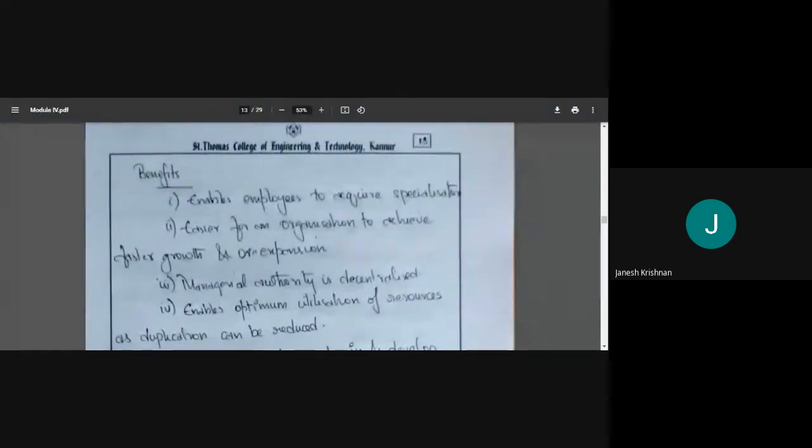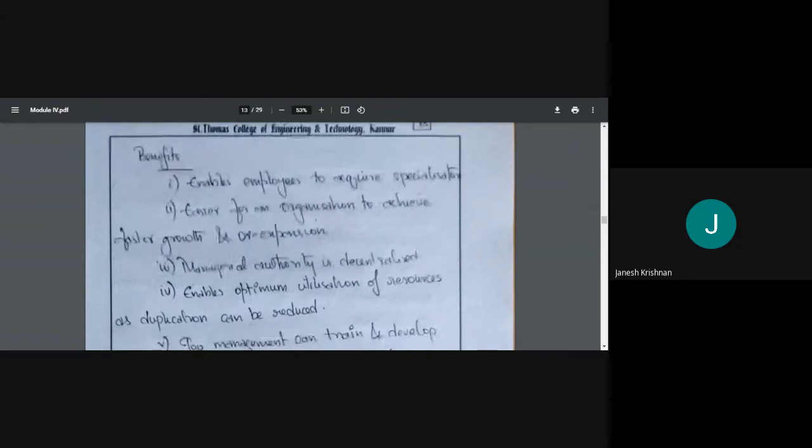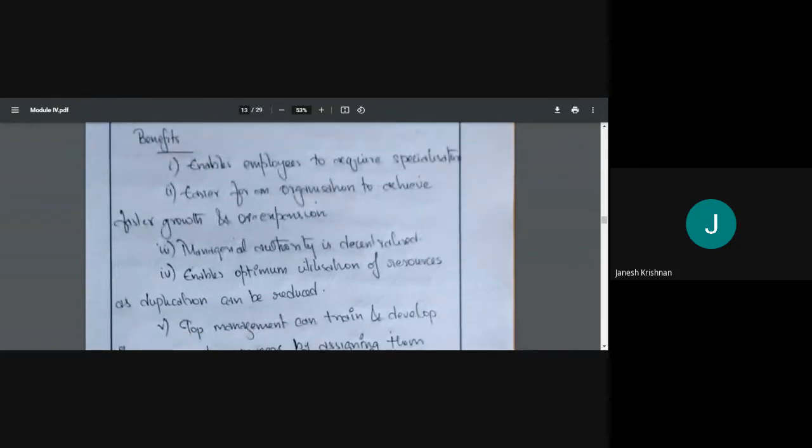In our case, in arts, the arts coordinator does not have ultimate authority. Your stage department has some authority. Your on stage has authority. Off stage has authority. The transportation department has authority. It is decentralized, and it enables optimum use of resources, and duplication can be reduced.